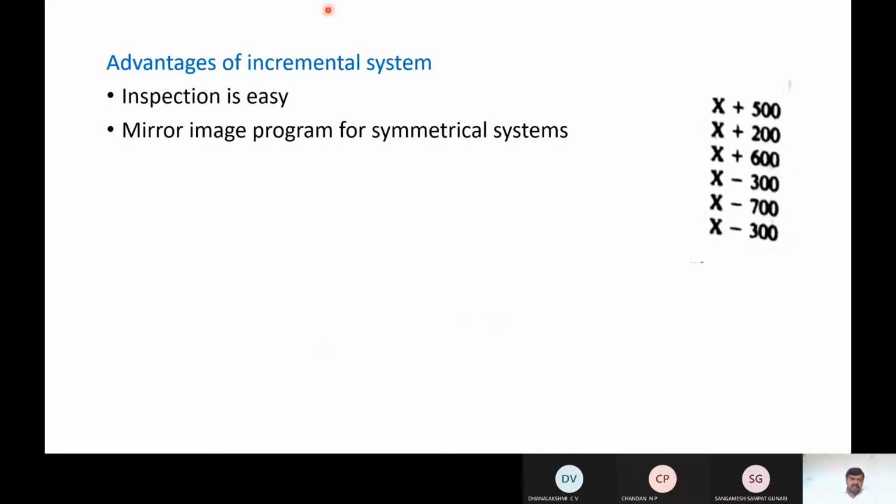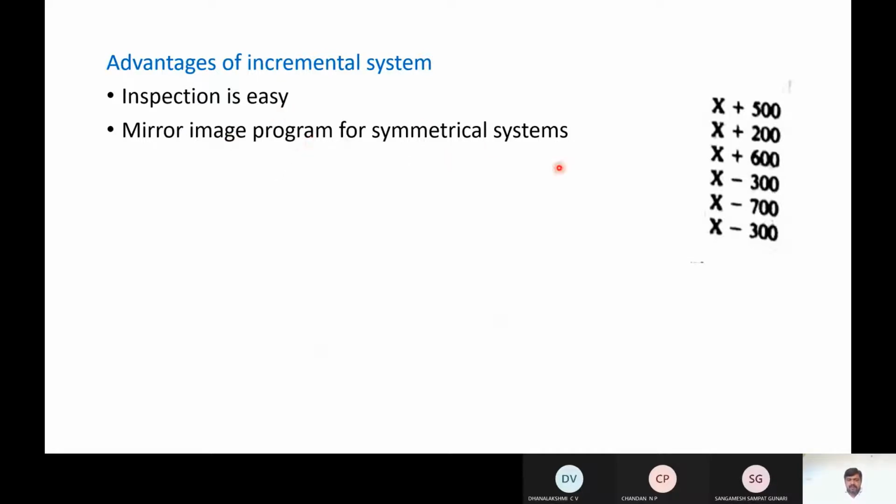Next, advantages of incremental system. Inspection is easy because if you add positive values and subtract negative values, finally you will get 0. So easily you can inspect whether you have taken correct incremental positions or not. Its value should be 0. So 500, 700, 1300 positive values, negative values also 1300. So it will be 0. There will be a balance.